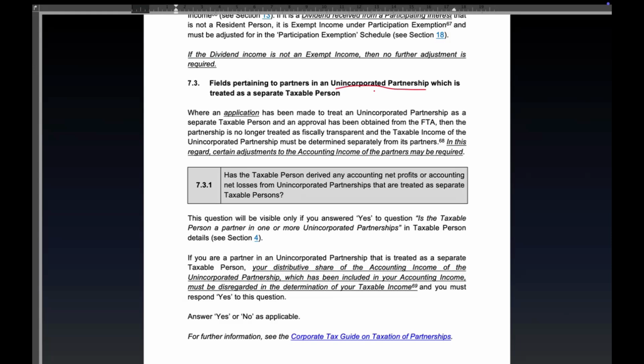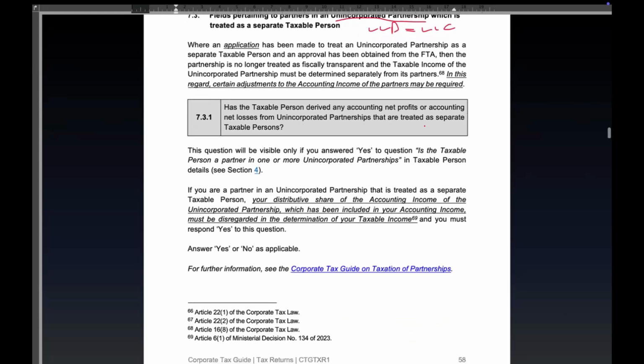Just for my remembrance, I keep this: LLP, limited liability partnership, is equal to LLC. I'm just writing this down, this is how I remember it basically. If this is a limited liability partnership, it will be treated like an LLC, like a juridical person. It will not be considered a transparent or unincorporated partnership.